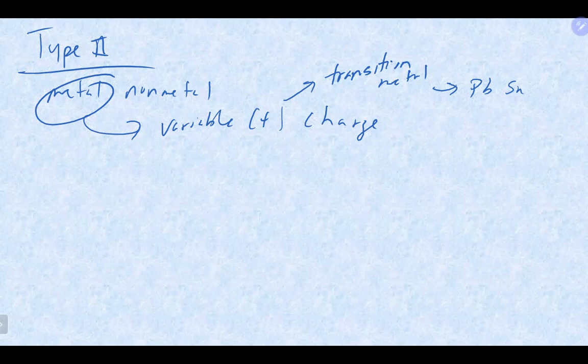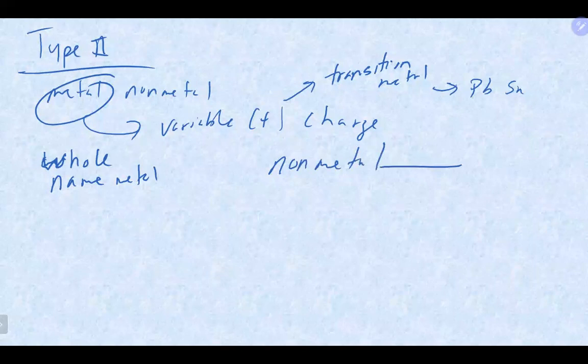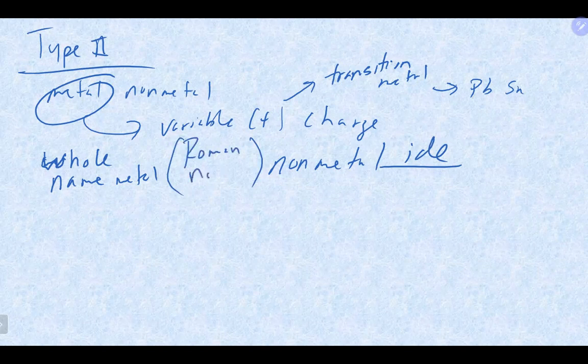Because they can have a variable charge, we do need to use Roman numerals here, and this is where we use Roman numerals. Once again, we use the whole name of the metal. Our non-metal, once again, will replace the ending there with the IDE. And in the middle here, we use Roman numerals. A reminder that the Roman numerals are not how many metals you have or the overall charge. It is just the positive charge on one of the metals.